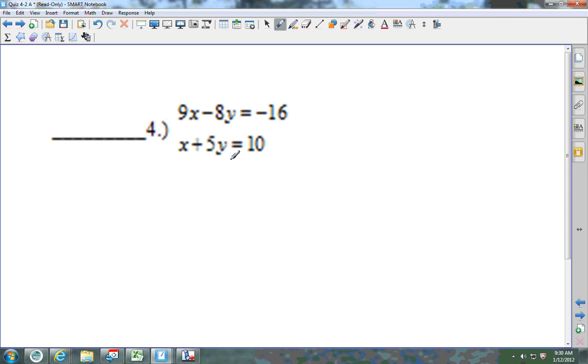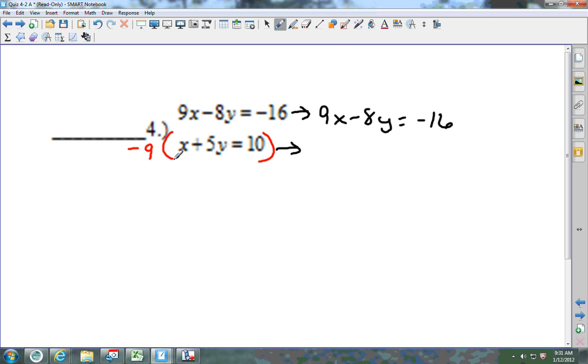Right here, if I look at the y's, because one is negative, one is positive, is there anything I can multiply 5 by, any whole number, to get 8? No. So I need to multiply the bottom equation by something to get rid of my x's. Because what does this number need to be right here with this x to make 0? It needs to be a negative 9, so I'm going to multiply by negative 9. I didn't do anything to the top equation, so I'm going to rewrite that: 9x minus 8y equals negative 16.